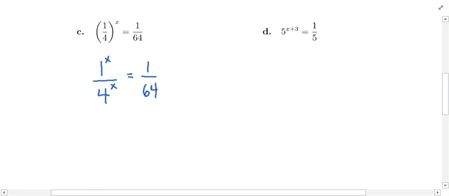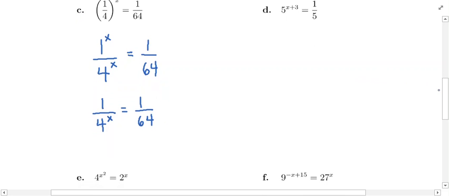Again, we're trying to figure out what power of x makes this a true statement. In the next step, 1 to the x power: 1 to any power is 1. That's one of those laws of exponents. So I've got 1 over 4 to the x is equal to 1/64. Now let's look at this. We have two fractions. The numerators are the same. Both numerators are 1.